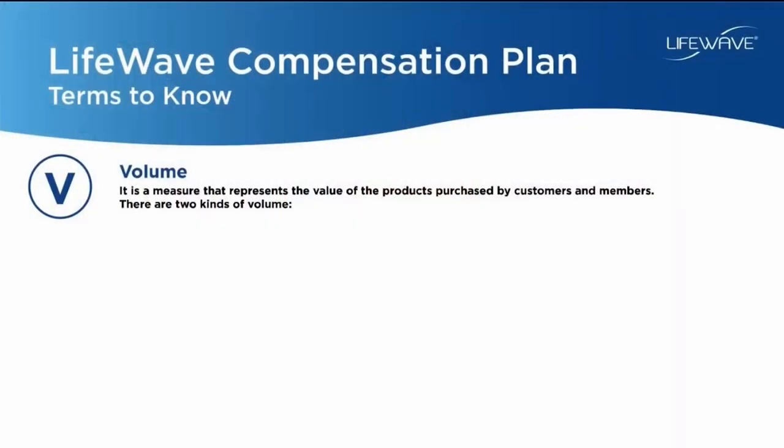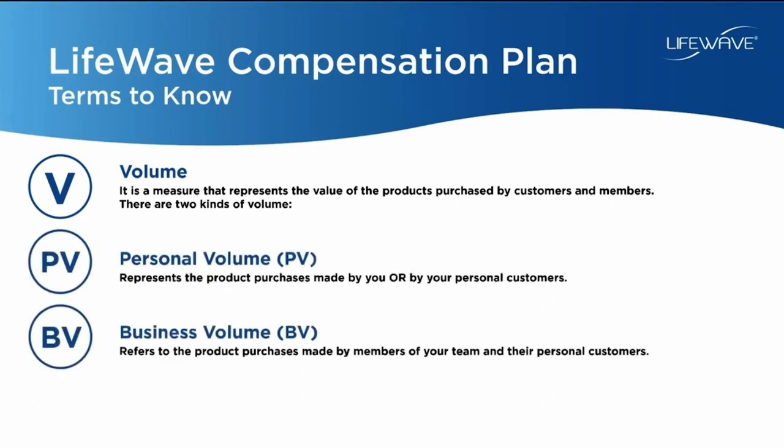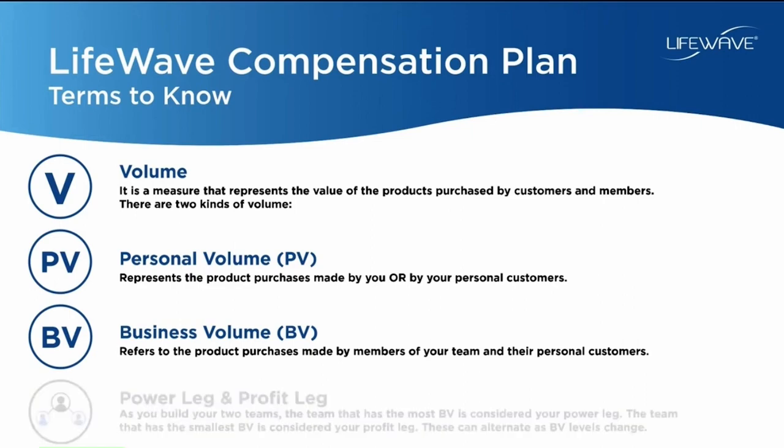So the first thing you need to know is the term volume. Volume is the measure that represents the value of the product purchases by customers and members alike. We have 2 types of volume: personal volume, or PV, and business volume, or BV. Personal volume represents the purchases that you have made yourself as well as your personal customers. Business volume represents the product purchases made by members of your team and their personal customers.